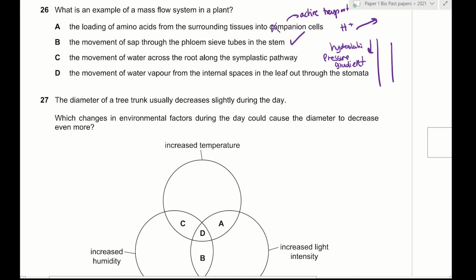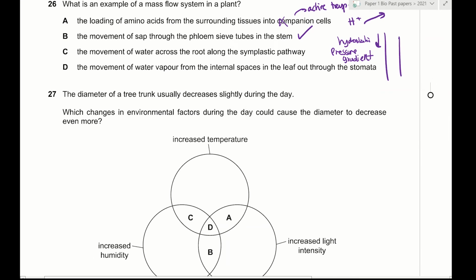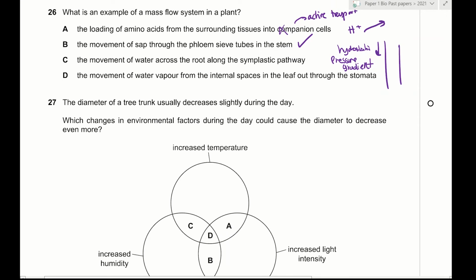And going down the hydrostatic pressure gradient is going to be mass flow. So B is going to be the correct answer.